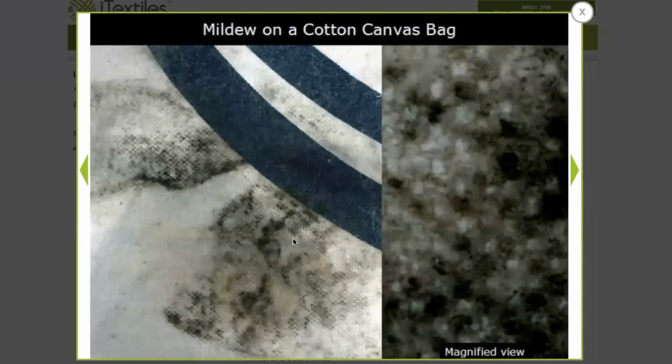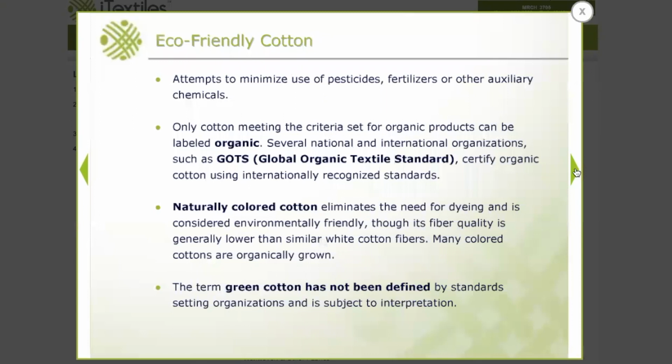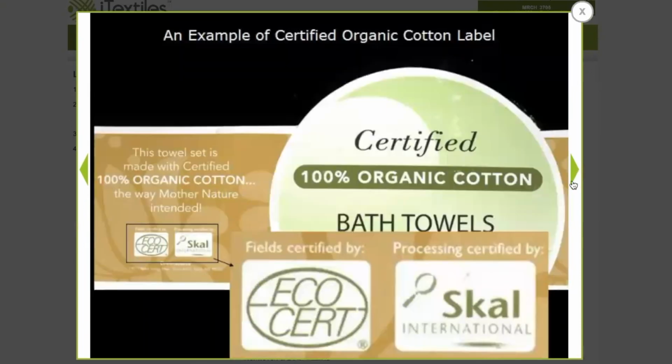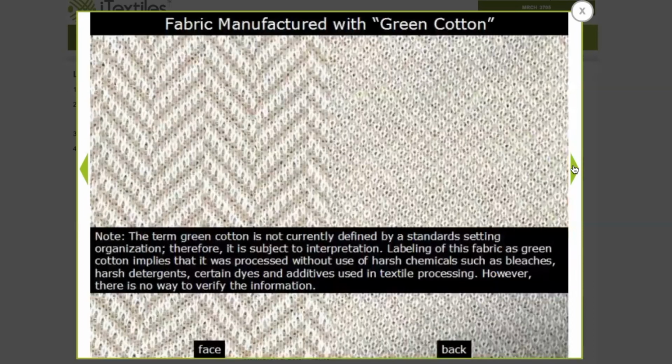This is another, I think I showed you this picture before. This is the mildew damage on cotton. And if cotton is certified as organic, you usually see certified organic signs or marks on them. This is a green cotton. Of course, green cotton doesn't have any certification, so you really never know if it is really green cotton or not. People can claim it's green cotton, and you can probably tell by looking at it.